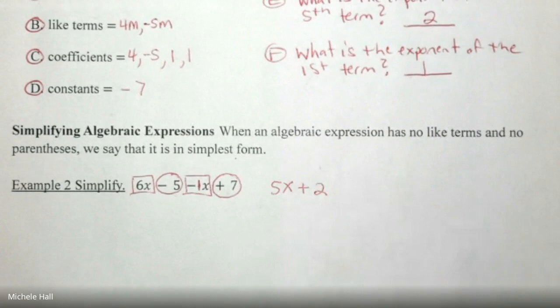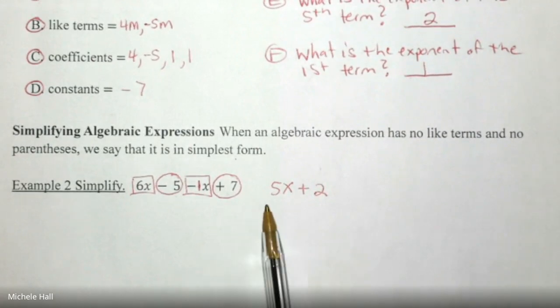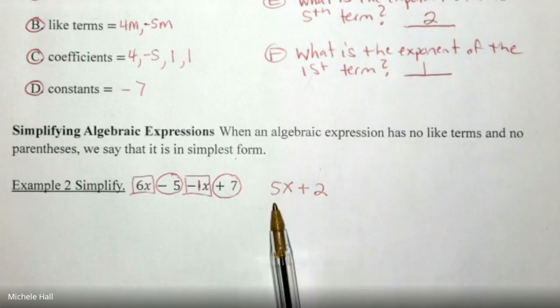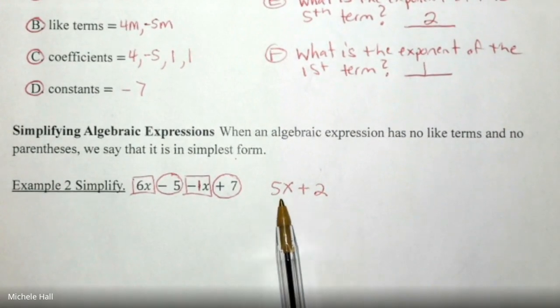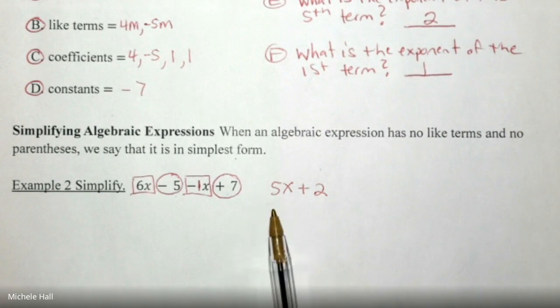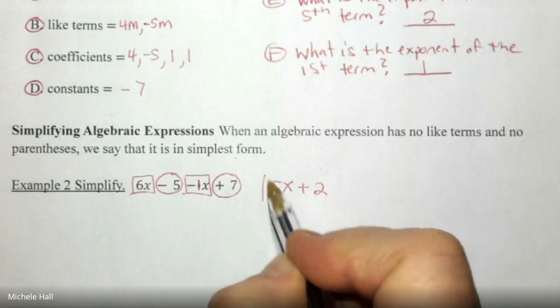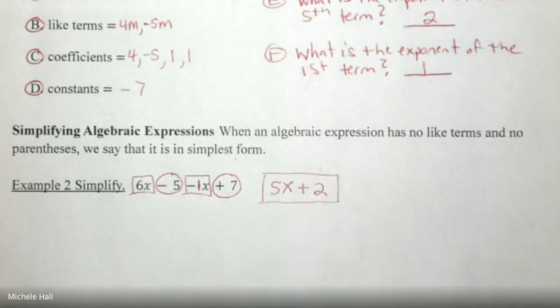When you're simplifying your algebraic expressions, make sure that you are putting the variables first and the constant at the end. You also have to make sure if you have more than one variable, if I had an x term and a y term, I need to go alphabetical order, and then my constant is at the end. Here is my final answer. I cannot add 5x plus 2.